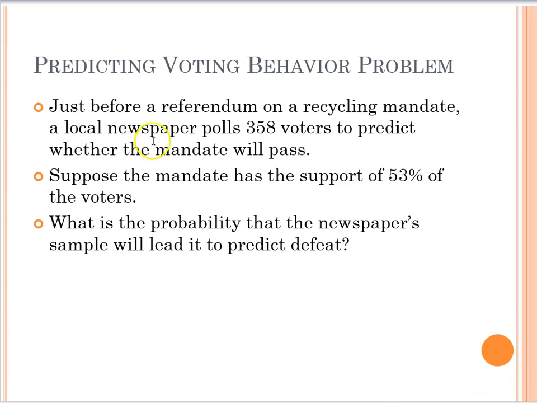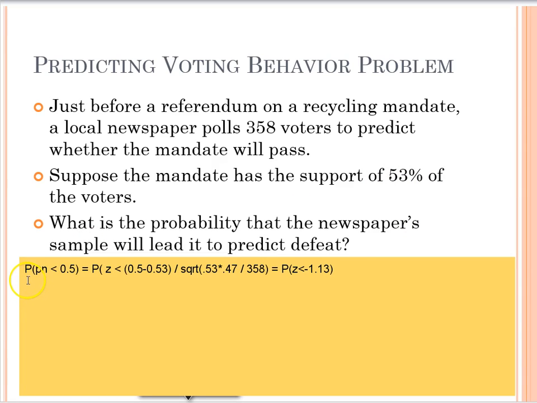Before the vote, a local newspaper polled 358 voters to predict whether or not the mandate will actually pass. Suppose that the mandate in reality has support of 53% of the voters. We want to figure out the probability that the newspaper's sample actually leads to predicting defeat. This is taking into consideration the fact that samples vary. Some samples are going to be less than this true proportion, and some are going to be more. So this is asking: is the newspaper's sample lower than this true proportion?